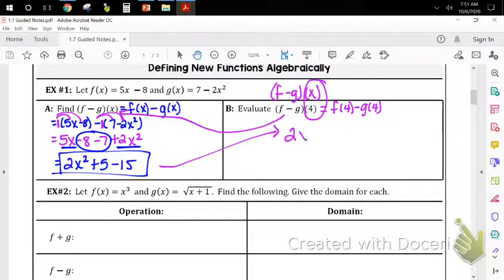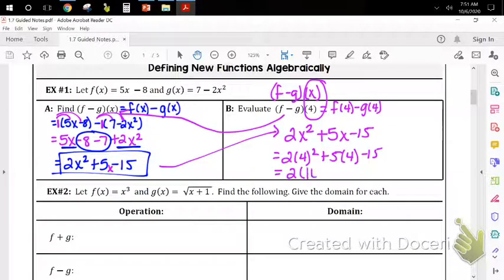So we can actually take that equation that we just found and we can replace x with the 4. So we're going to do, it was 2x squared plus, oops, I forgot my x when I wrote that. Hopefully you caught that. So plus 5x minus 15, and then we're going to replace our x with a 4. So we get 2 times 4 squared plus 5 times 4 minus 15, and let's just work that out. So 4 squared is 16, 5 times 4 is 20. That's what, 32 plus 20 minus 15, and that's what, 37 is our solution.